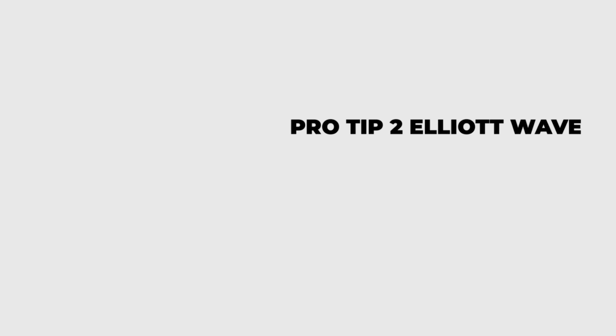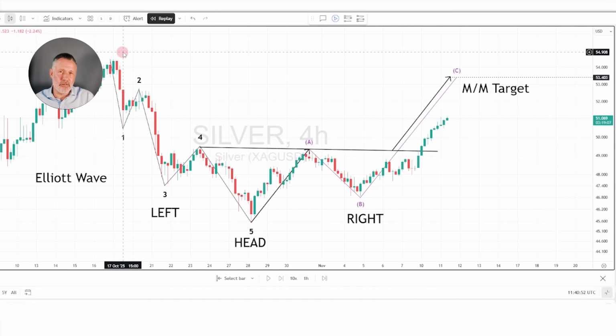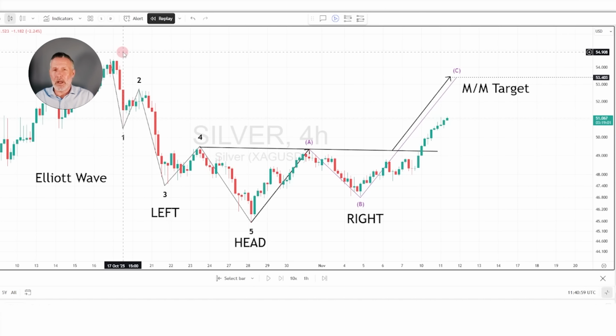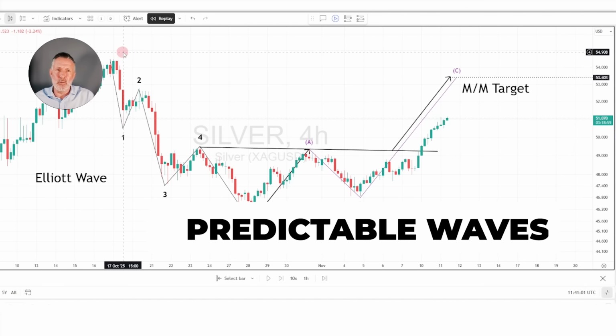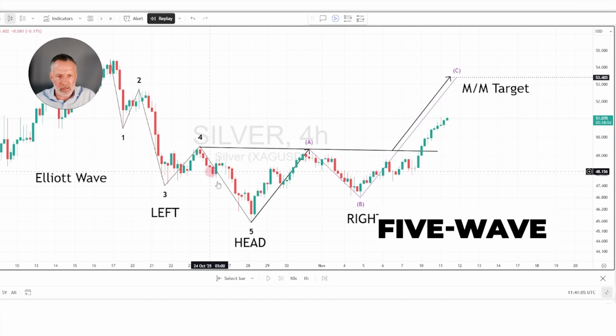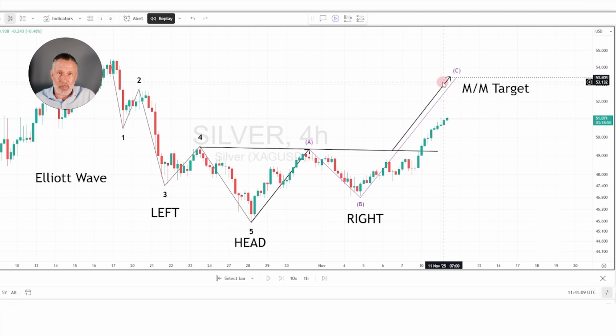And pro tip number 2, spotting a change of trend is one of the biggest challenges for newbie traders. The Elliott wave theory could help you out with this. The Elliott wave theory highlights that the markets move in predictable waves. We have a 5-wave structure followed by a 3-wave correction. Now, the head and shoulders formation will often make up the left shoulder, the head, the right shoulder, and also the ABC correction.